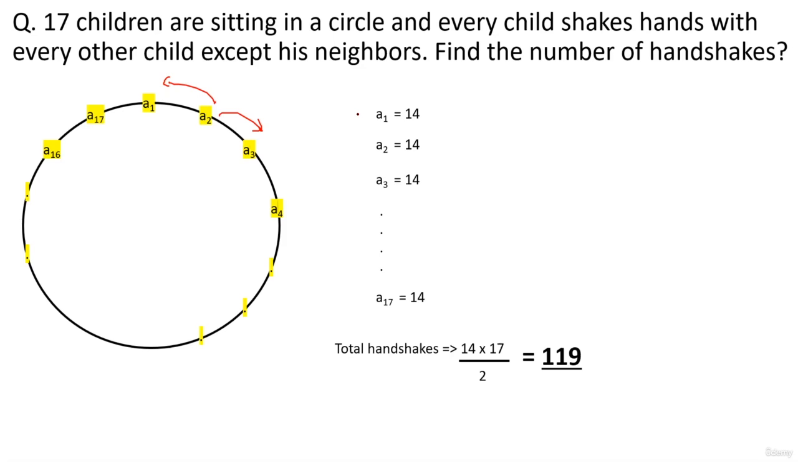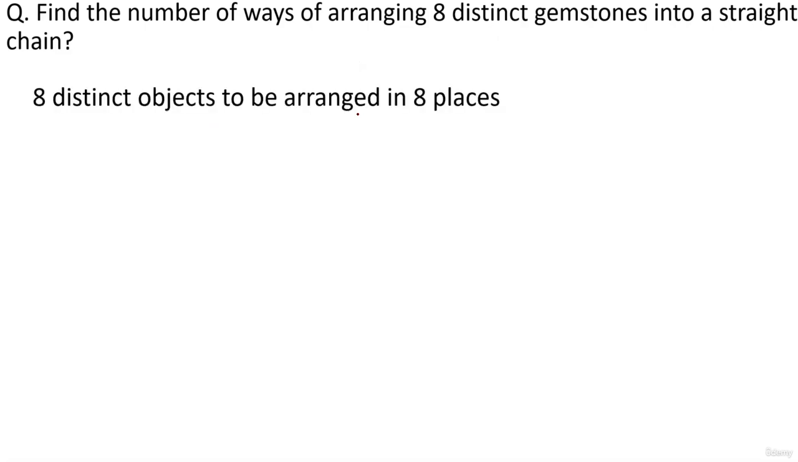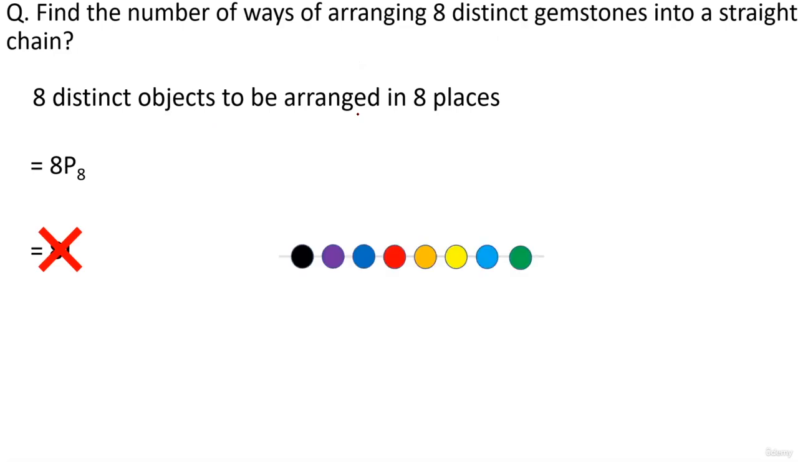Okay, so with that, we go on to the next question of the lot, and that is: find the number of ways of arranging 8 distinct gemstones into a straight chain. Very simple. 8 distinct objects to be arranged in 8 places, 8P8, 8 factorial. That's not the answer. Okay, understand, guys. Just like the necklaces, here it will be quite easy for me to explain. Suppose I have a straight chain formed by 8 gemstones. Say I assume one arrangement: black, purple, blue, red, orange, yellow, blue and green.